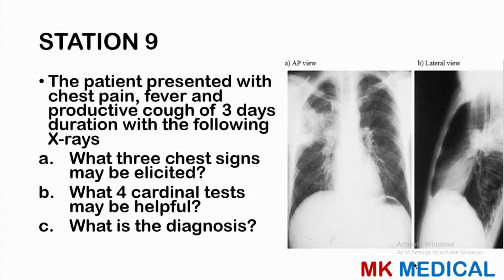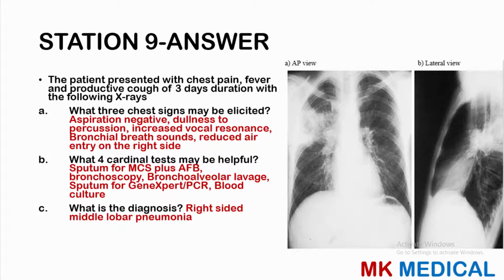And here comes the answer. So as we can see here, you have this opacification that's limited to the right side of the chest. And of course, we can see that it's present in the lung field, and it's also present even here on the lateral film. So this is obviously going to give you a negative aspiration because the pathology is not present in the pleural space. You're going to have dullness to percussion, increased vocal resonance, bronchial breath sounds over here, and reduced air entry, because these are features that are consistent with a pneumonia.